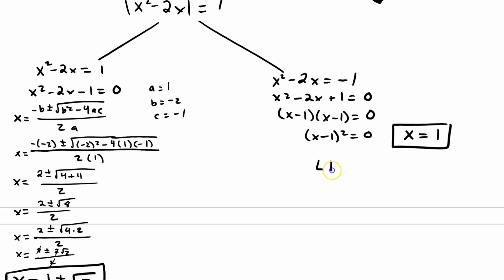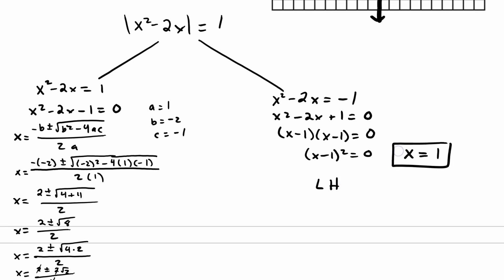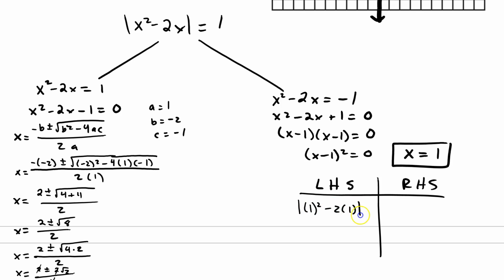But if we were just to do it algebraically, I'll just model it here. Right-hand side, left-hand side. So we're going to say the absolute value of 1 squared minus 2 times 1, and on the right-hand side, the absolute value of 1 minus 2. 1 minus 2 is -1. The absolute value of -1 is 1. Left-hand side equals right-hand side. Good. We're great.